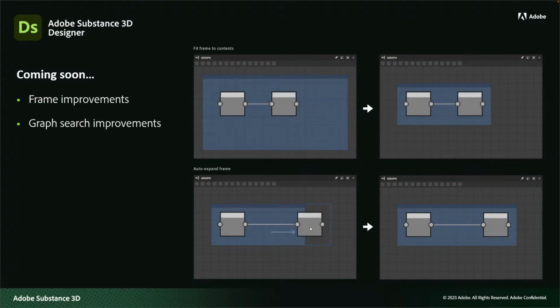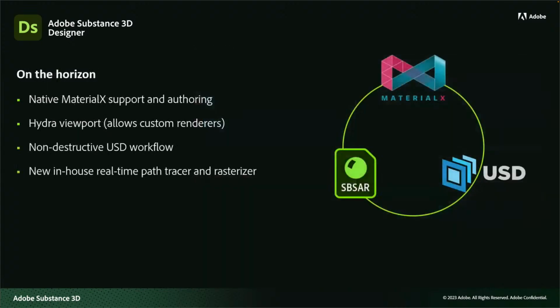We're also improving the graph search, and until now the graph search was very strict. From now on, if you search for a node, even if you have some typos in there, and it's not exactly the right name, it will find what you're looking for. It's also very helpful.